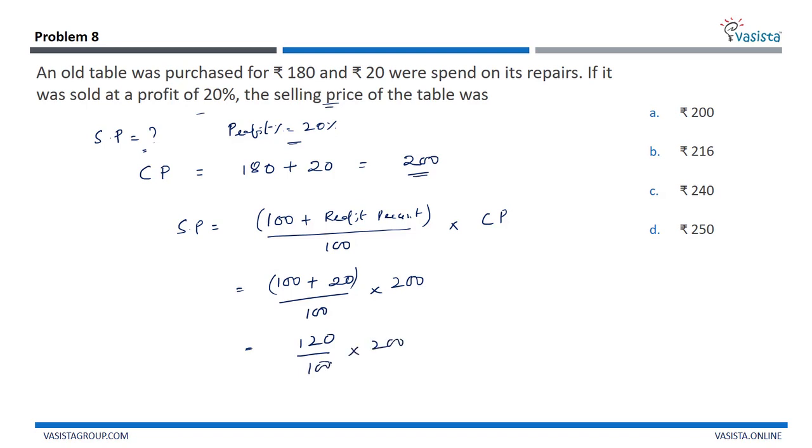into 200. Now you can simplify it. 100 ones are 100, 100 twos are 200. So 120 into 2 is nothing but 240. The selling price of the table is 240 rupees.